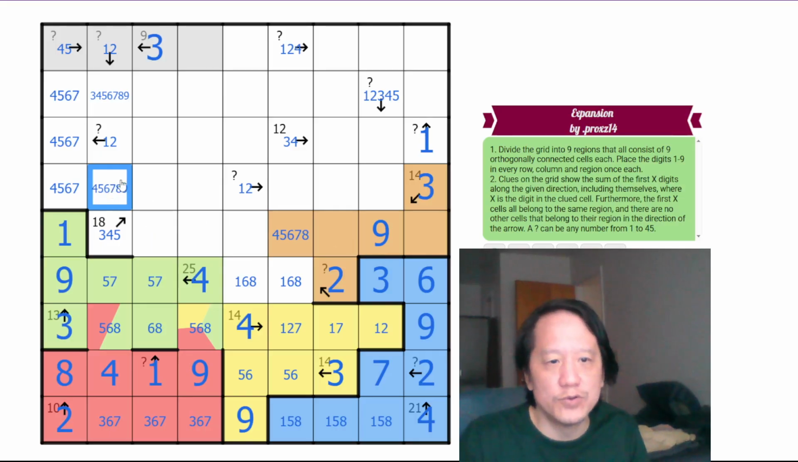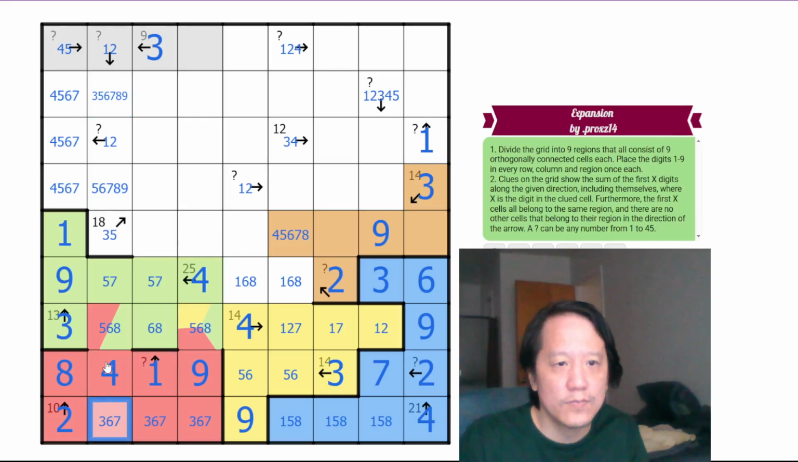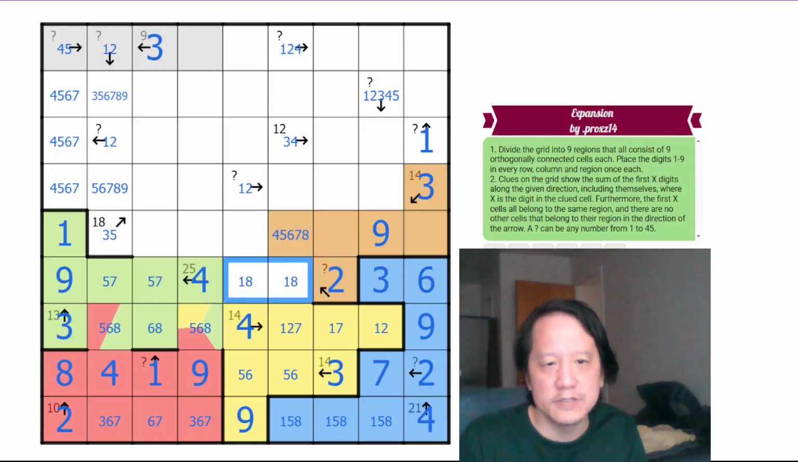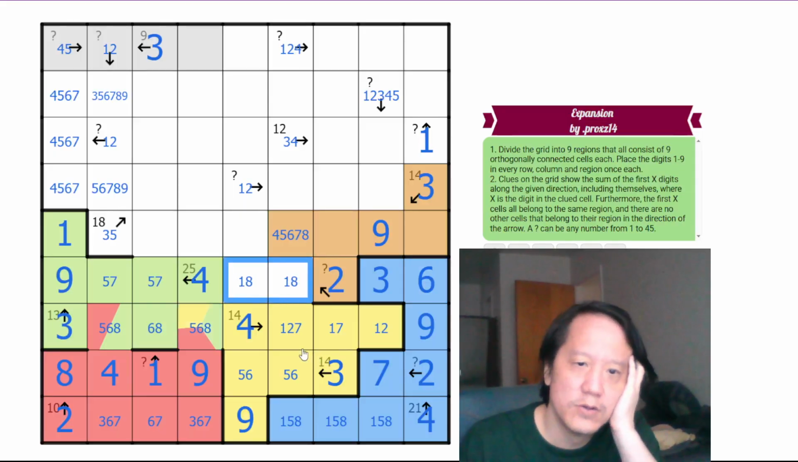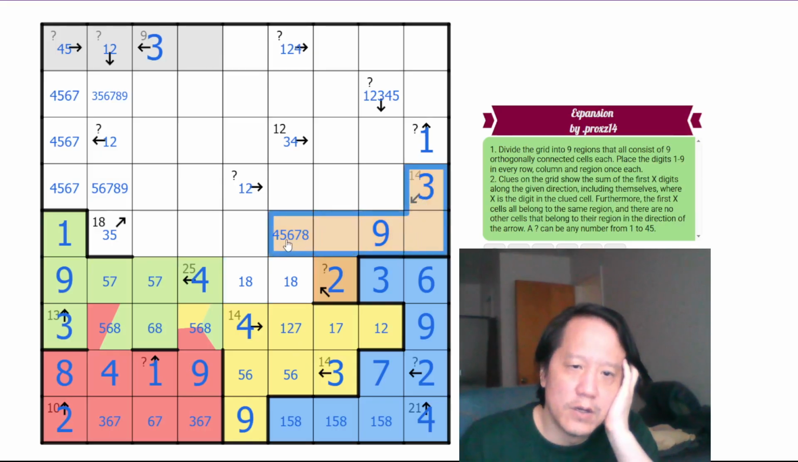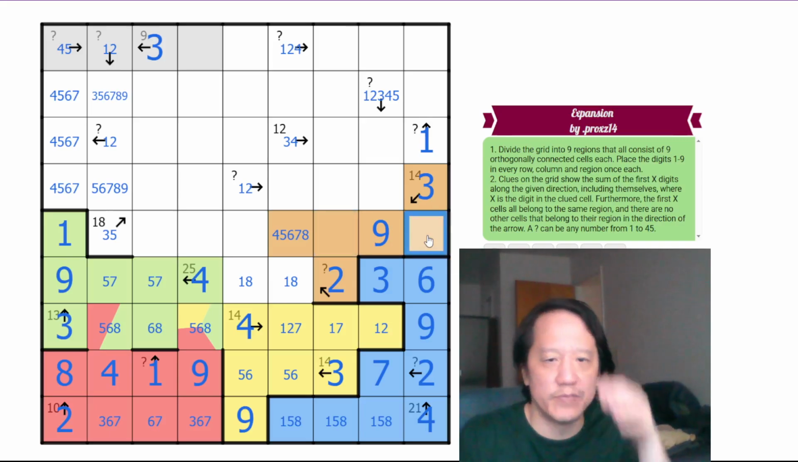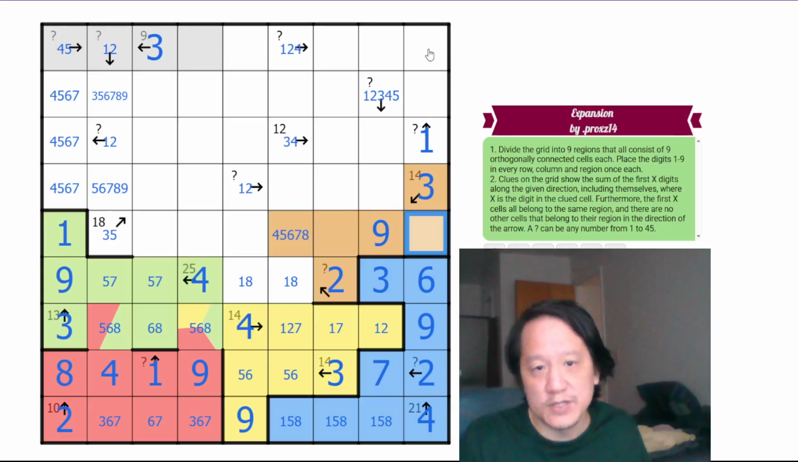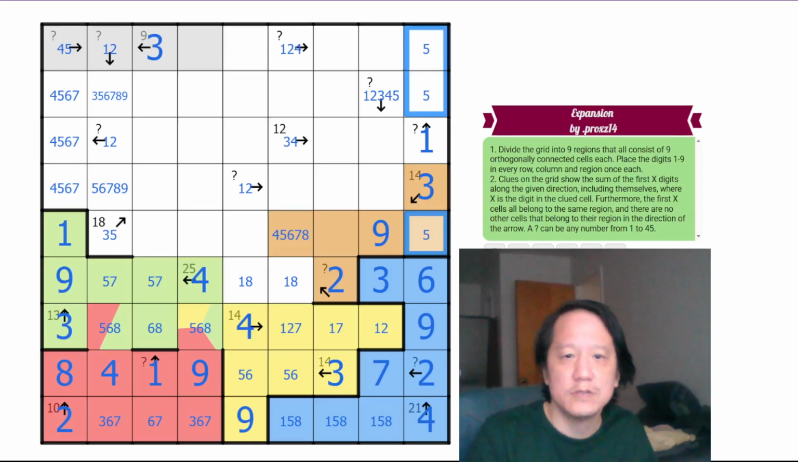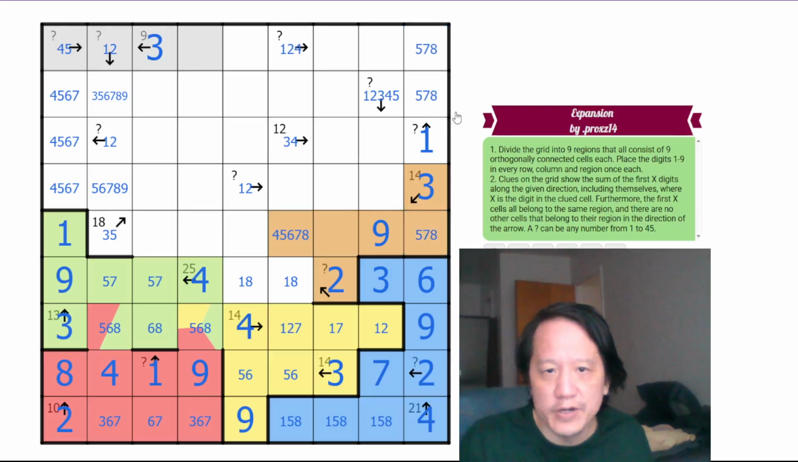4 eliminates 4 in the rest of the column. 3 eliminates 3 in this column. 6 eliminates 6 here, so it's 1, 8 as a pair. Remaining digits of orange. So remaining digits of column 9, we have 5, 7, and 8. This is a boundary here because it's only one cell. It's probably part of orange.